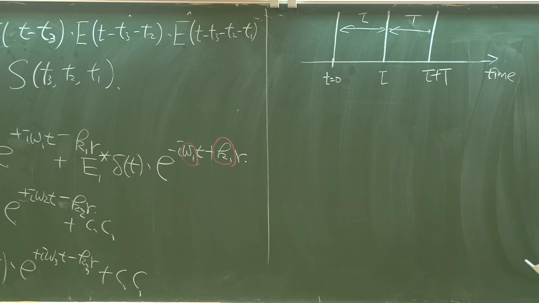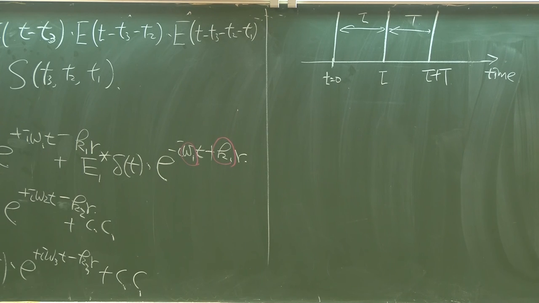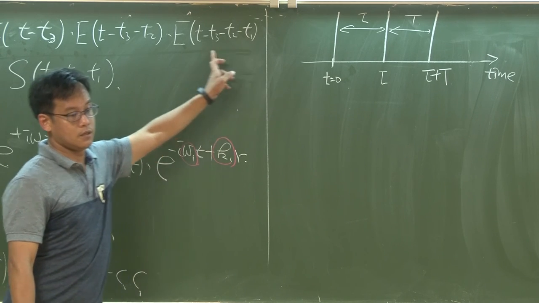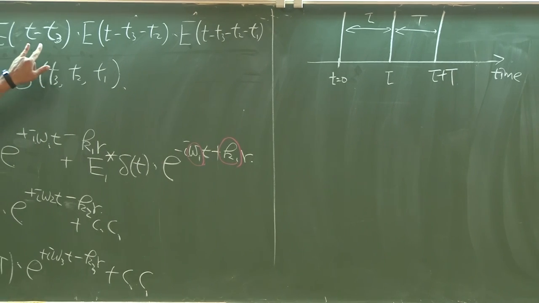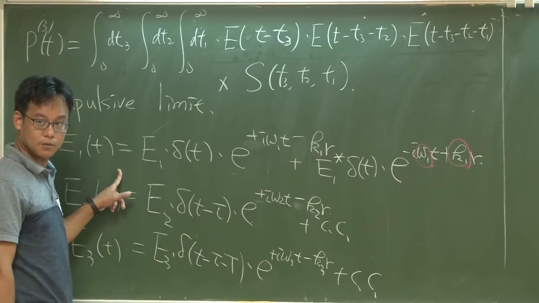So how is this going to help us? Because in this case, we can carry out the integration. And there's no pulse overlap. So at any instance of time, within any instance of your integration, of these three terms, in this exact time period, only E1 will contribute. Only this part will contribute.